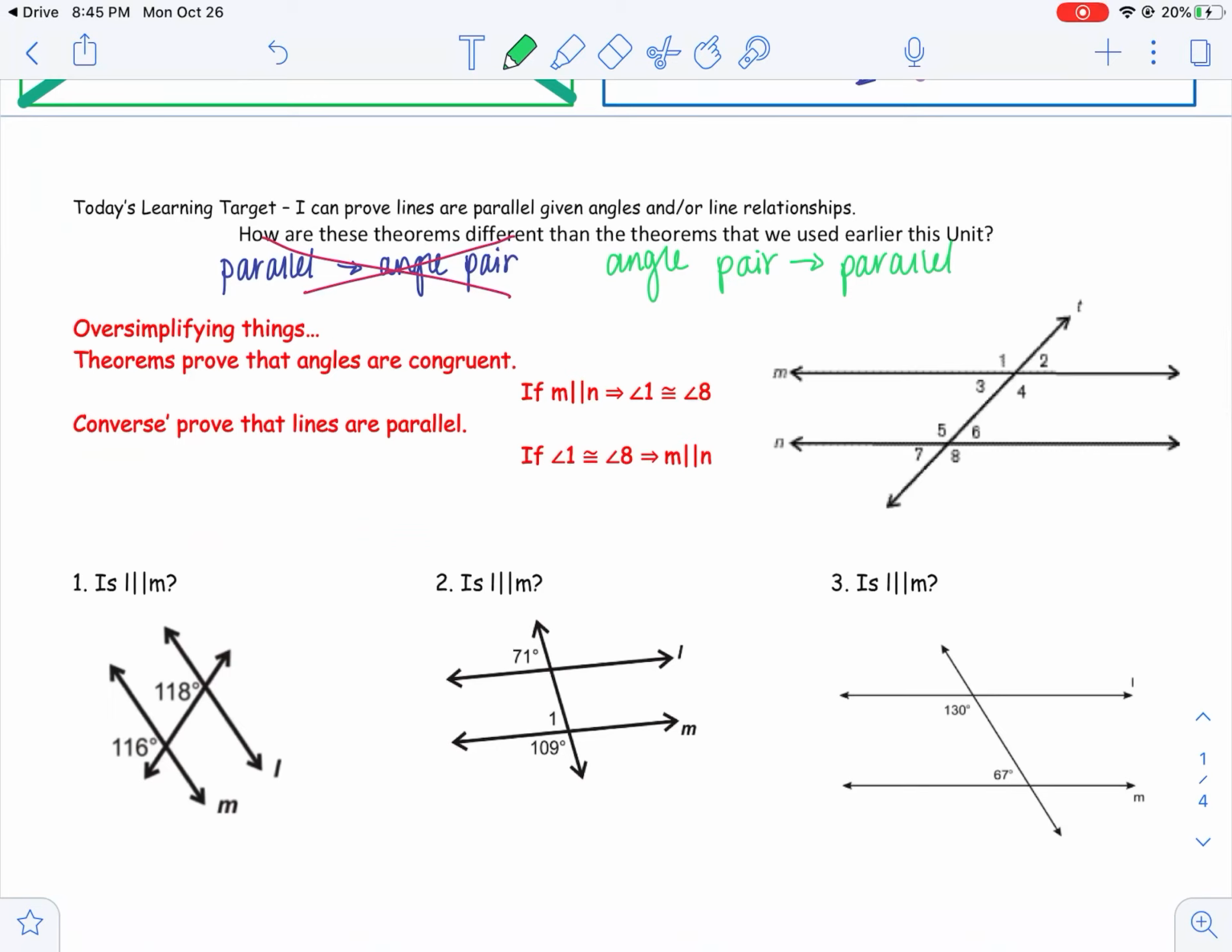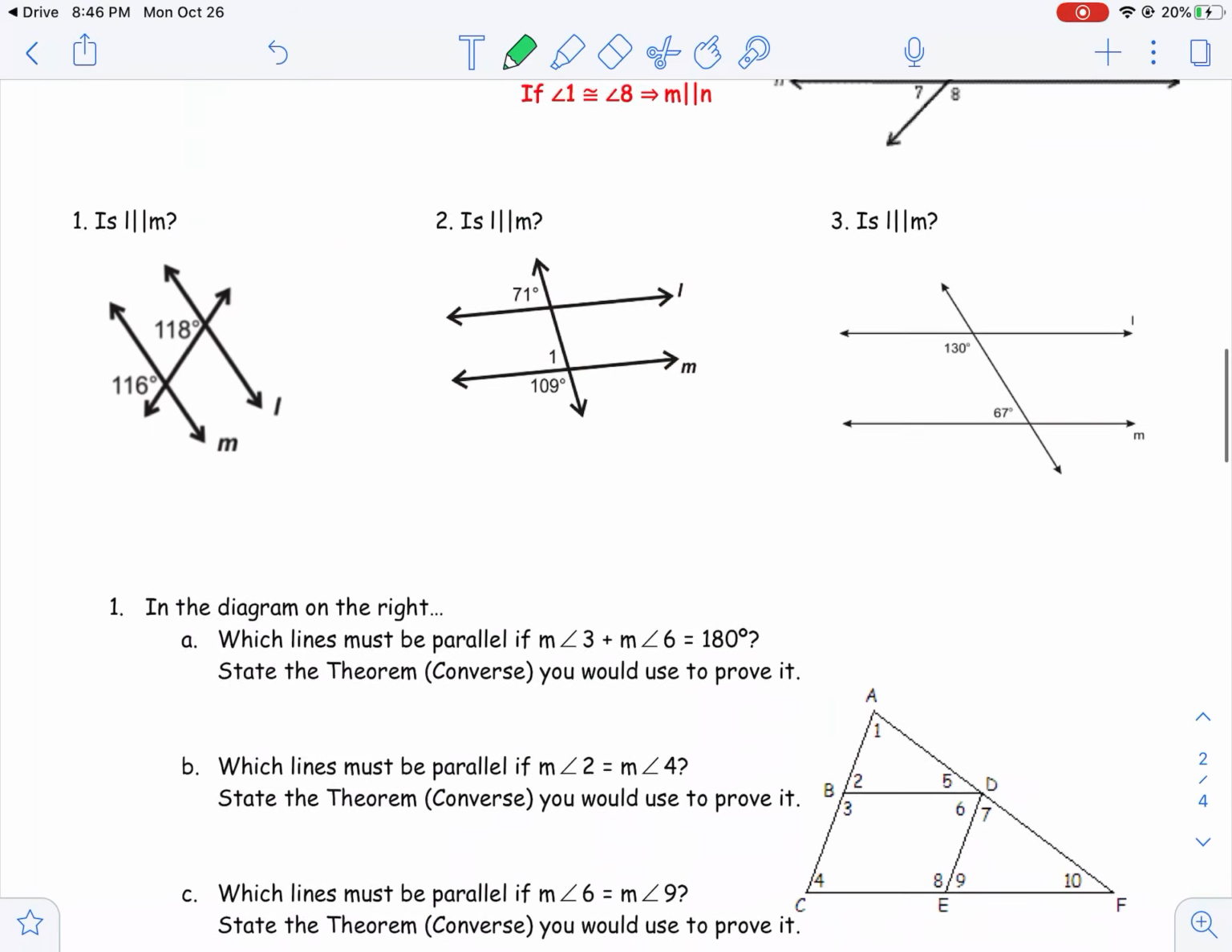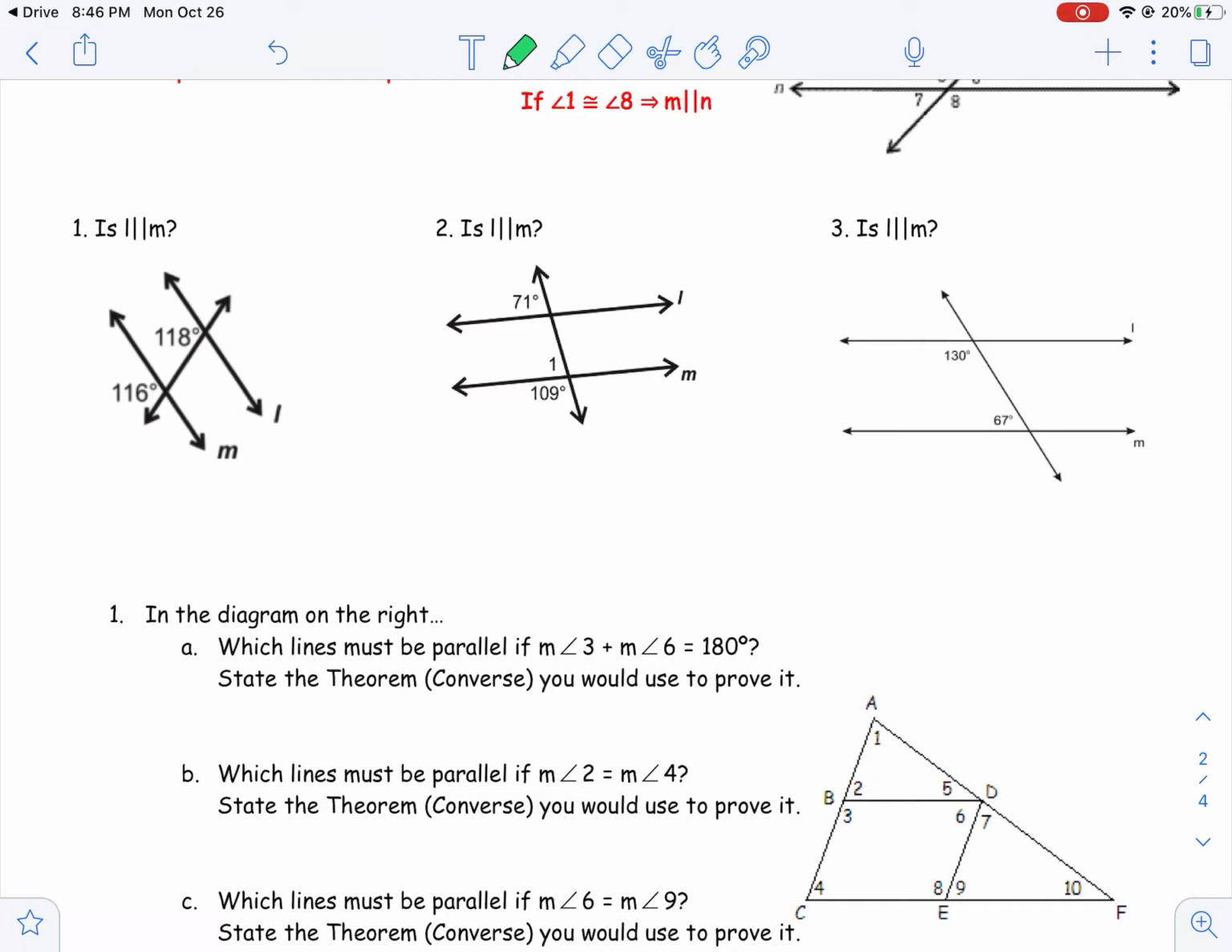All right? So if I have something like if M is congruent to N, then angle 1 is congruent to angle 8. Vice versa, we flip it. If angle 1 is congruent to angle 8, then I know that M and N are parallel. Okay? So let's look at some examples.